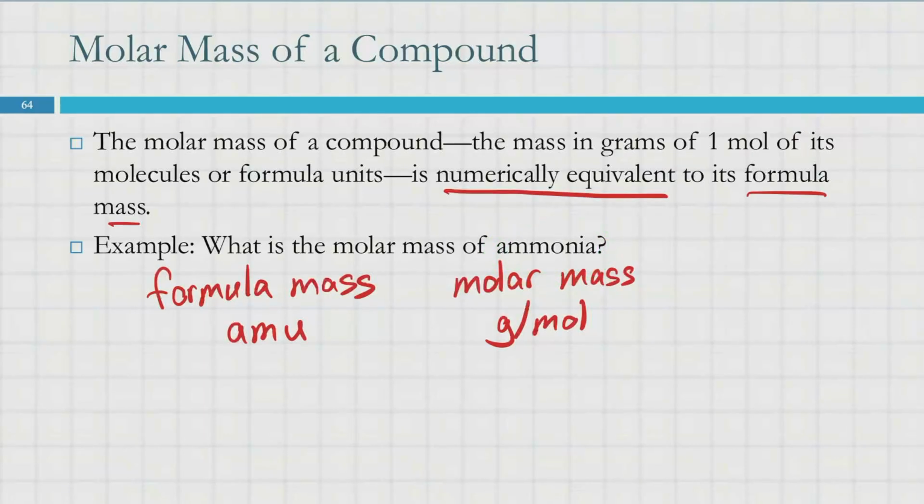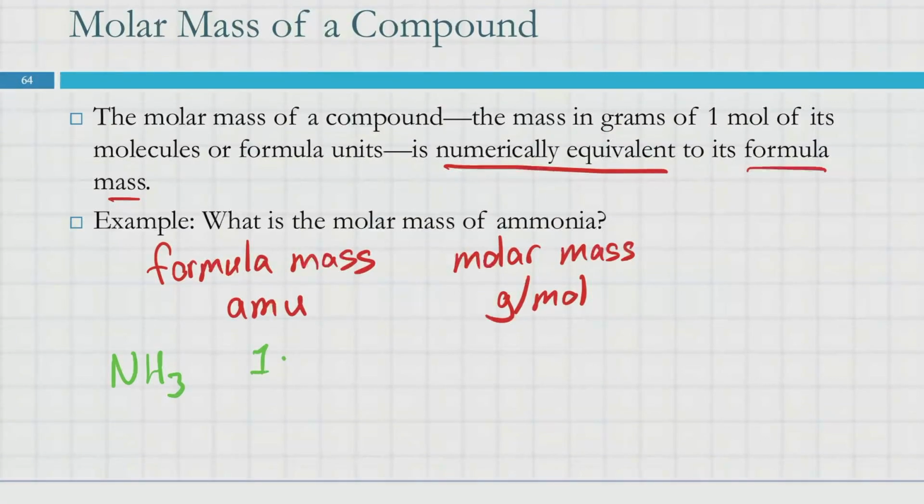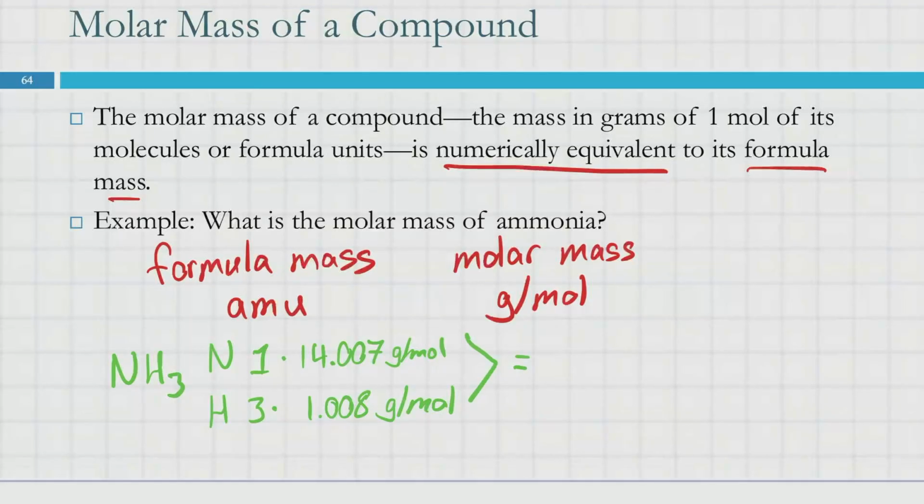So if we want the molar mass of ammonia, ammonia is the common name for NH3. For nitrogen, we've got 1 of them. For hydrogen, we've got 3 of them. Since we're doing a molar mass instead of a formula mass, we're going to be using grams per mole instead of AMU. And this is 17 and some change. I forget what it is exactly. 17.031 grams per mole.